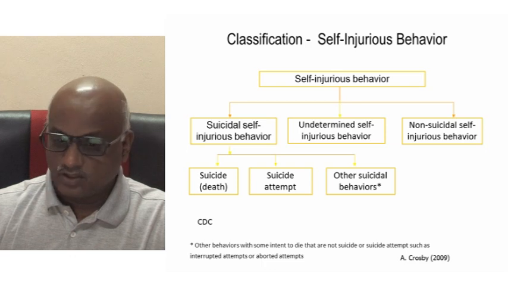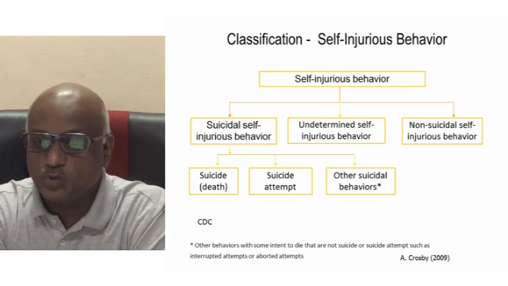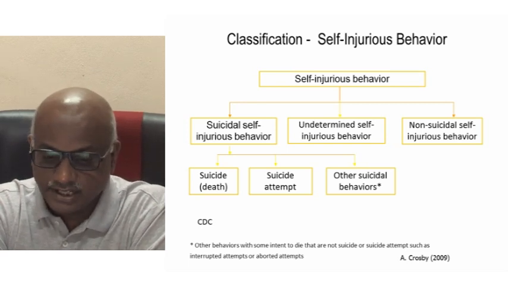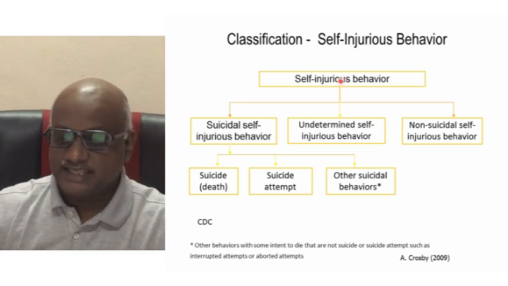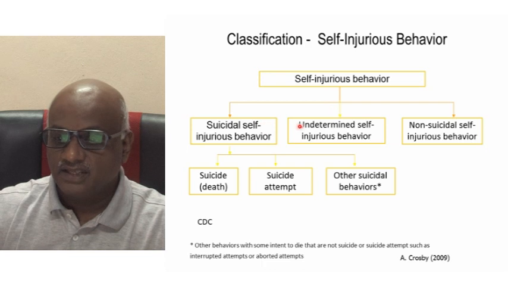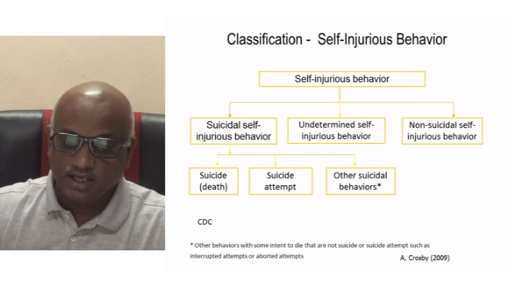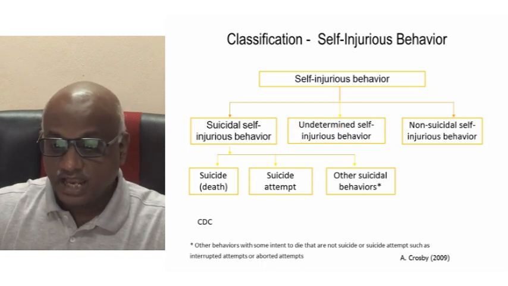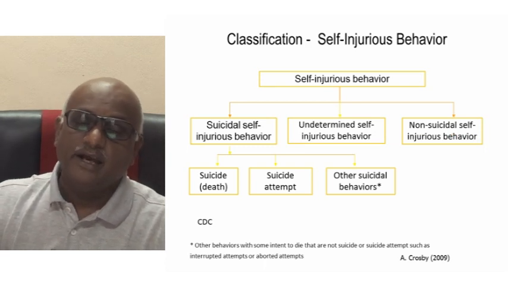Then we are looking at a classification of self-injurious behavior. This is from the Center for Disease Control in USA, Atlanta. So first, there is self-injurious behavior, which can be classified into three groups. One is suicidal self-injurious behavior, undetermined self-injurious behavior, and non-suicidal self-injurious behavior.